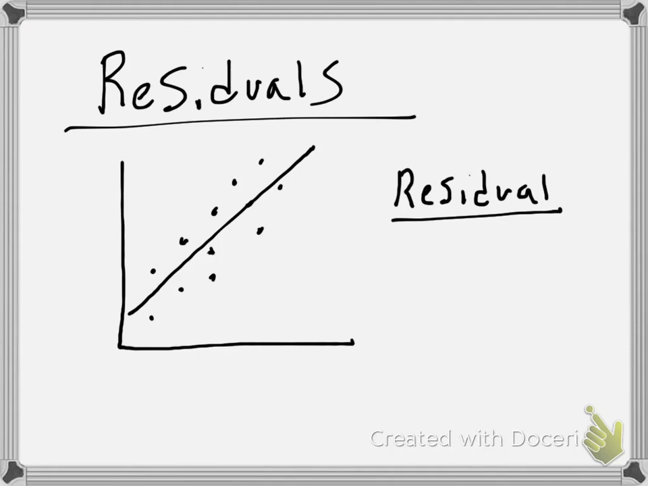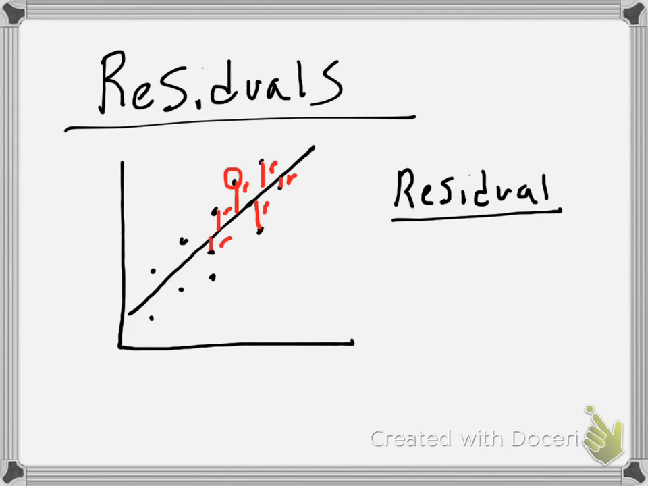Now, a residual is the distance between the actual point on the graph, so I'm going to choose this one over here, and the estimated line, or the predicted line. That distance between those points is basically called the residual. So from this point to this point, there's your residual, and there's a residual. And residuals are looking at all of those distances.